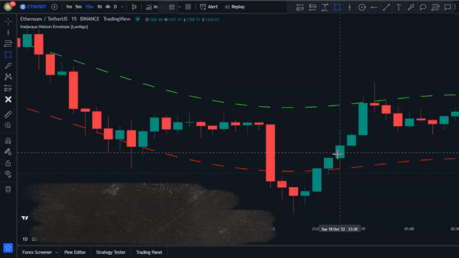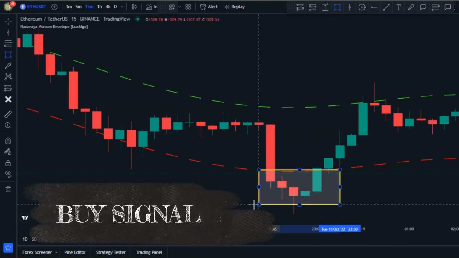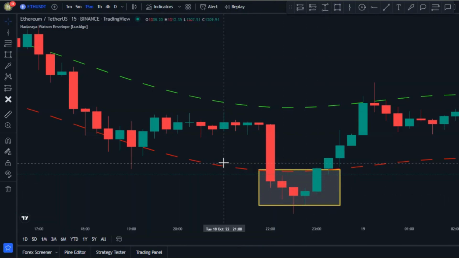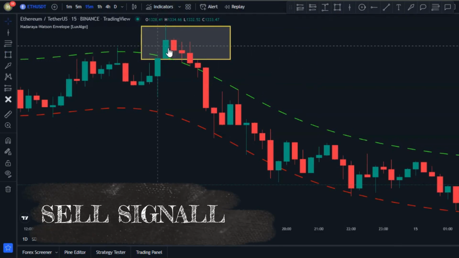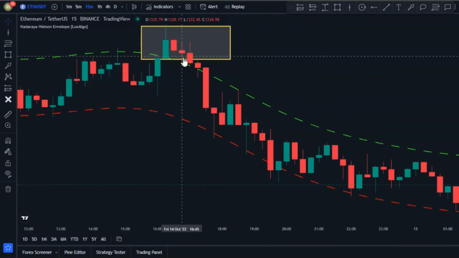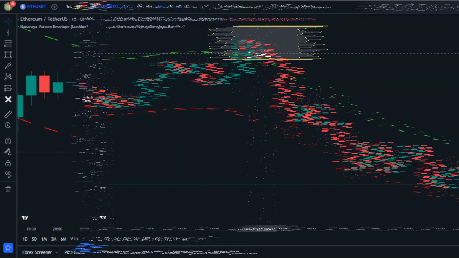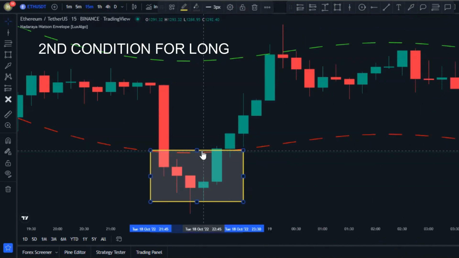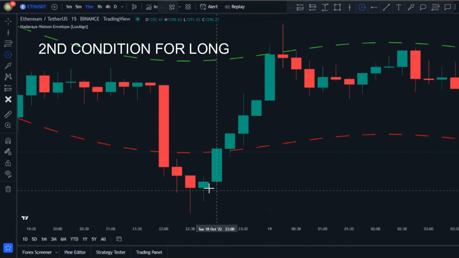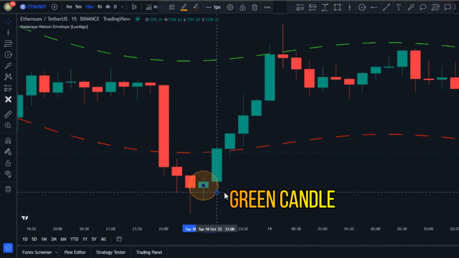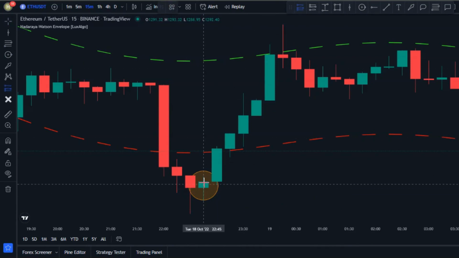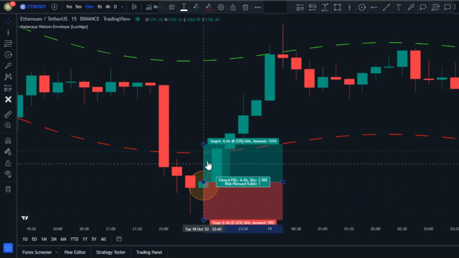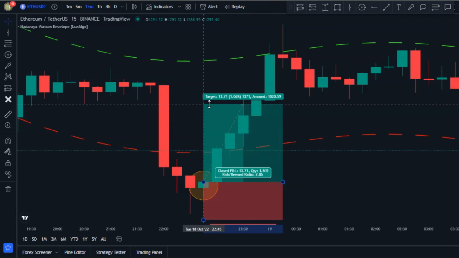For the buy signal, we should wait for the price action to go outside of the lower band, and for a sell signal we should wait for the price action to go outside of the upper band. And for the second condition, for a buy signal, whenever we have the price action outside of the lower band, we should wait for a green candle. That green candle is going to be our trigger candlestick. So when we see the green candle, we can open a buy position at the close of the trigger candlestick.